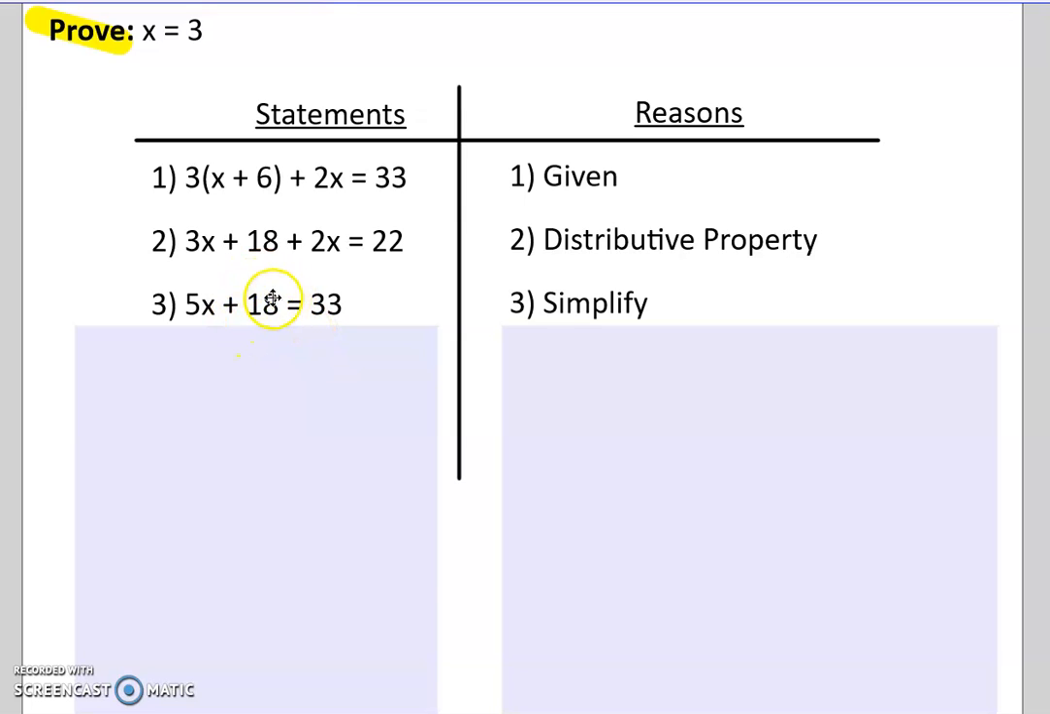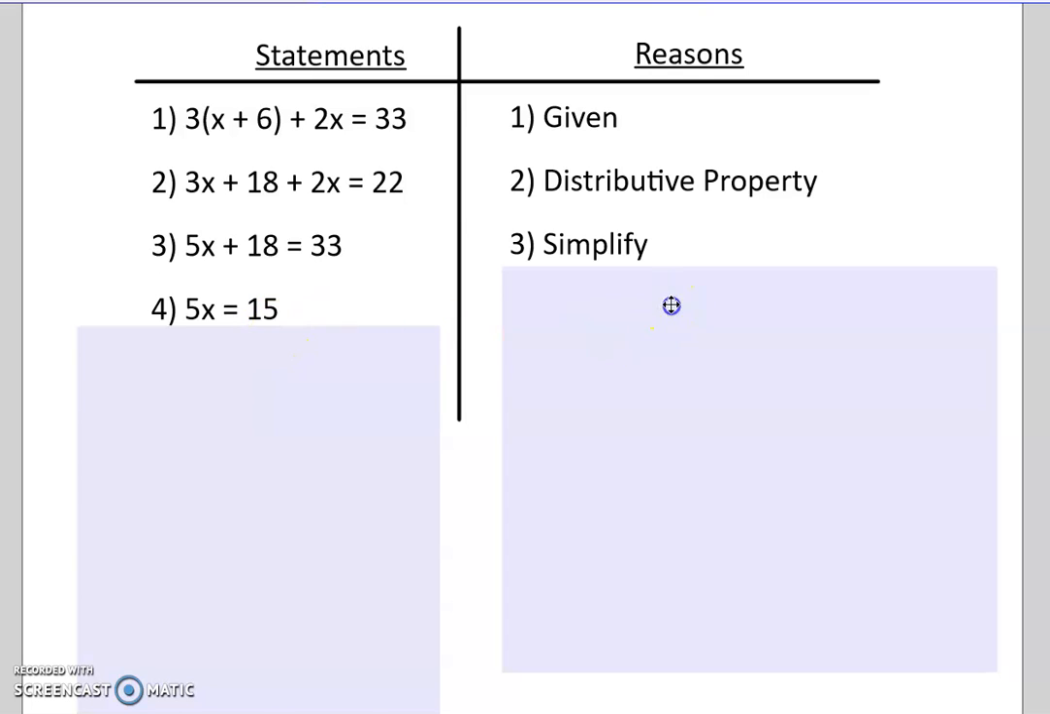Hopefully you're thinking that 18, you want to subtract to the other side, and that's what you're going to do. And your reasoning, guess what? The subtraction property, oh my goodness, right? It makes sense. That's your reasoning.